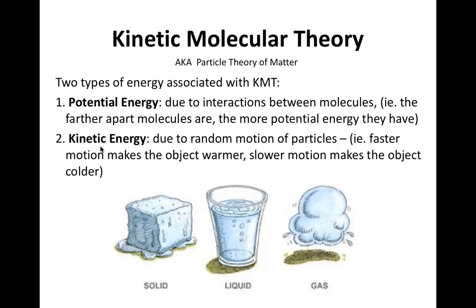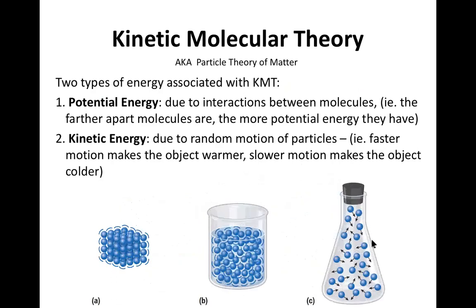Kinetic energy is one that makes a little bit more sense initially to us. The kinetic energy of particles is due to random motion of particles. The faster motion makes the object warmer, and the slower motion makes the object colder. So if we think of solids, liquids, and gases, KMT is used to explain why we have three states of matter.